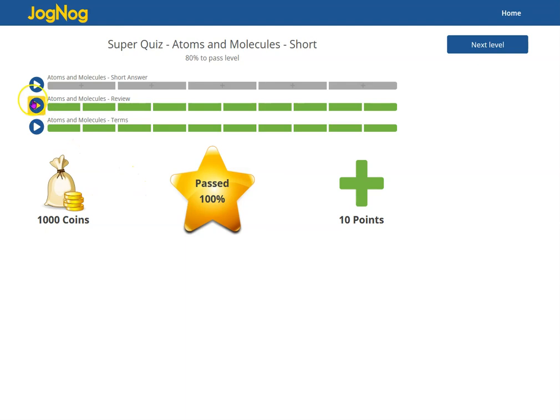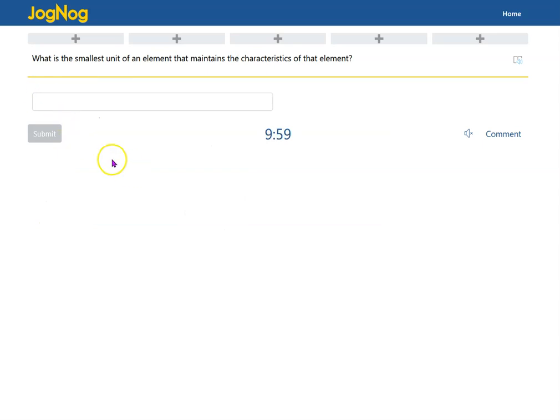Final level, this is a trickier one. We actually have to spell stuff out. We just have to remember how to spell things and what the answers are. But it's a really good way to learn.